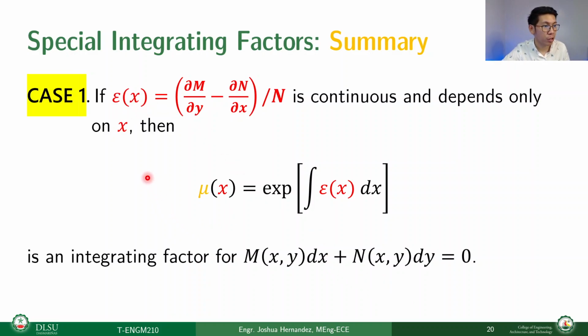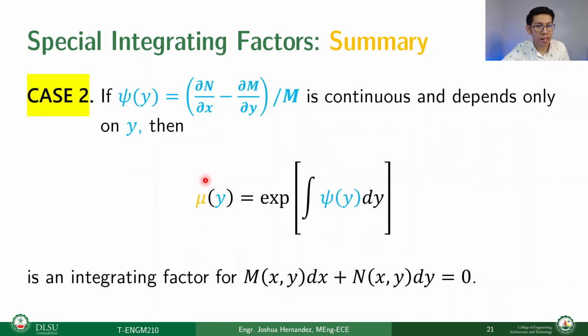Epsilon of x, case 1, dependent on x. Case 2, dependent on y. If a condition, let's call psi of y, is equivalent to the function here on the right-hand side of the equation, that is partial derivative of n with respect to x minus partial derivative of m with respect to y, divided by m, is continuous and depends only on y, then mu of y is equal to the exponential of the integral of psi y dy. Okay? That is the integrating factor, dependent only on y.